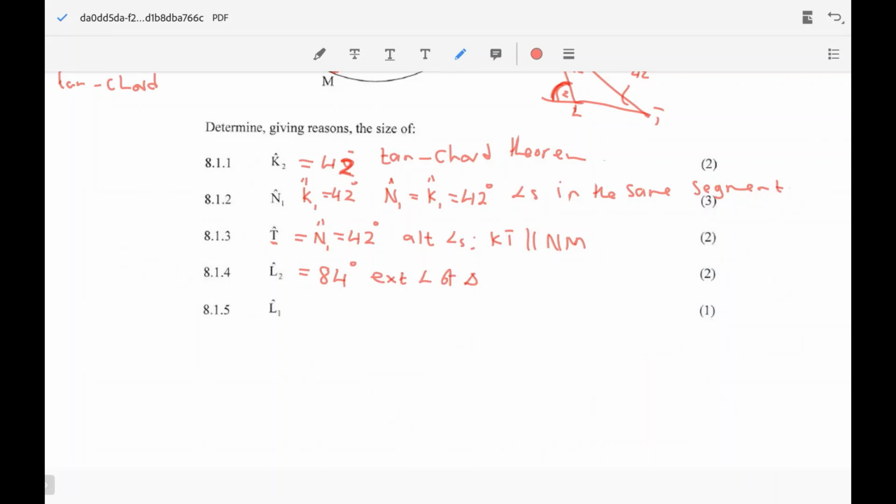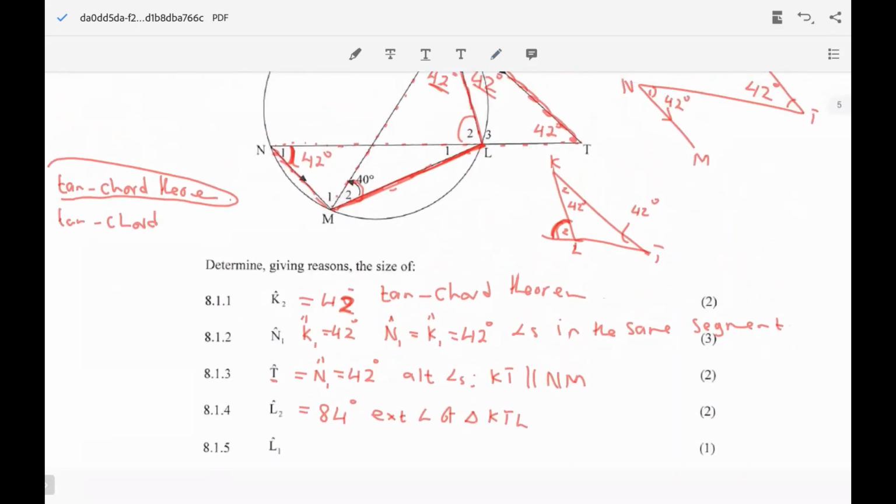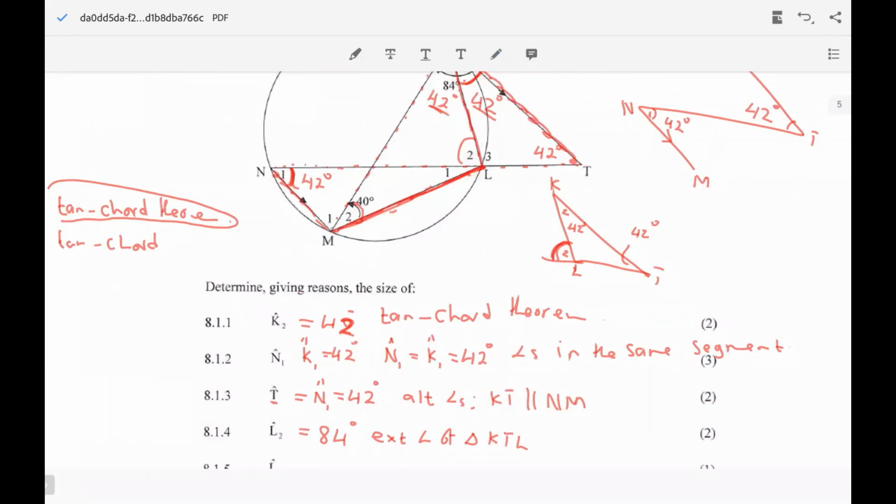And which triangle are we talking about? It's triangle KTL. When you specify the triangle, it makes it easier for whoever is trying to evaluate or mark you. If you're focusing on triangle KTL, then they'll see exactly what you saw.